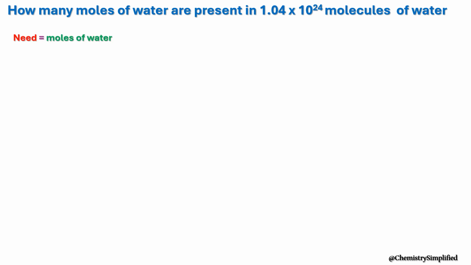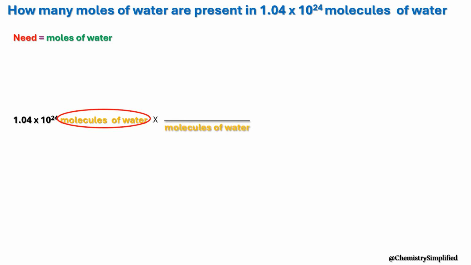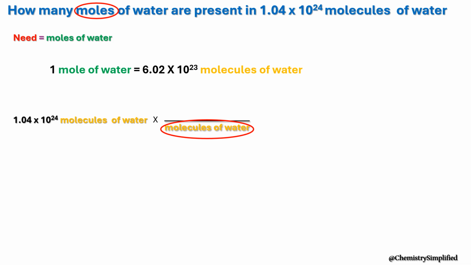So we need moles of water. So we start with what was given, 1.04 times 10 to the 24th molecules of water. If molecules of water is on the top, we also need molecules of water on the bottom. Right? What's the relationship between molecules and moles? Avogadro's number. 1 mole of water is equal to 6.02 times 10 to the 23rd molecules of water.